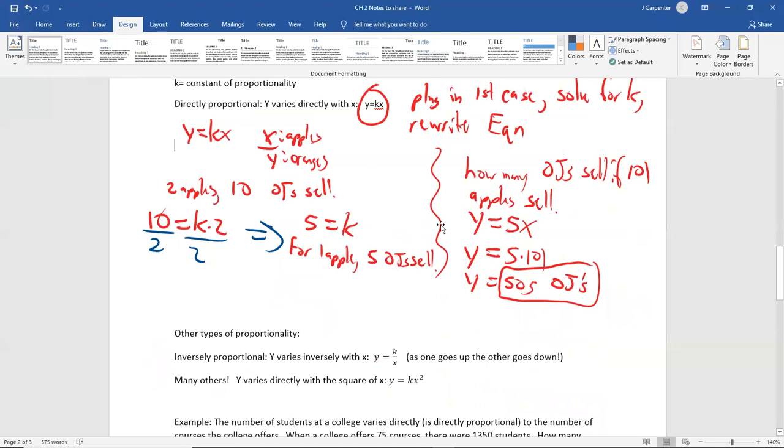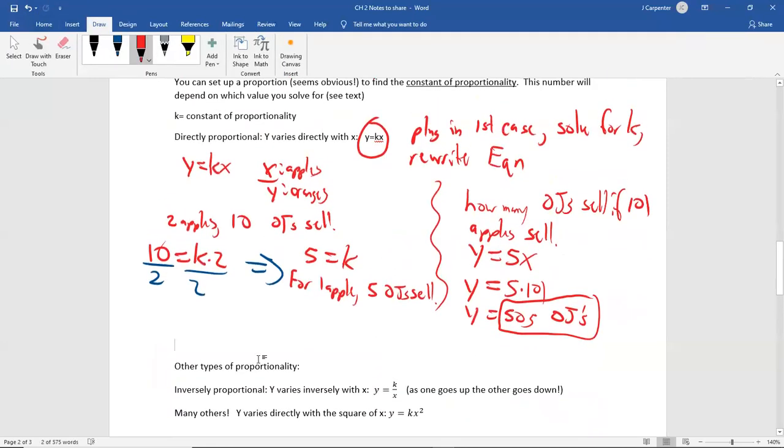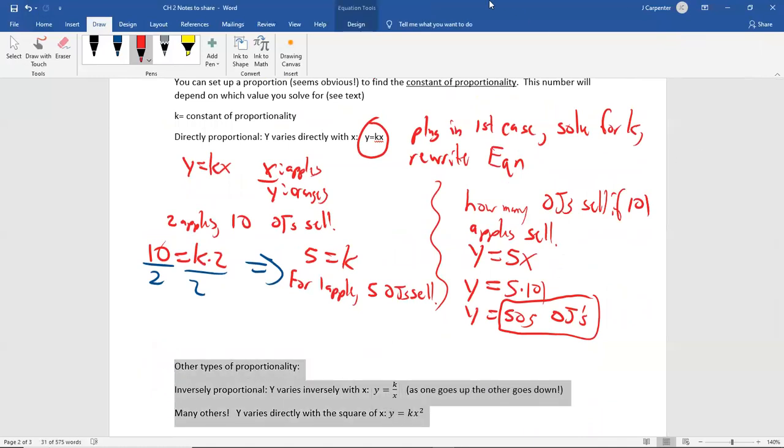Okay, so we're going to come back to this idea in this example down here. We're going to do one just like that, but I've got it set up. I didn't just pull the numbers out of thin air. But before that, I want to describe the other types of proportionality that you can see in the real world.